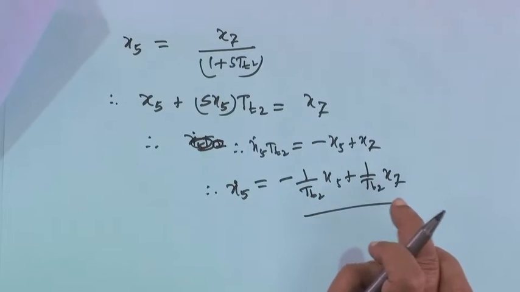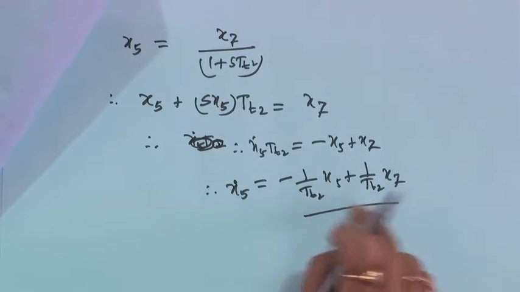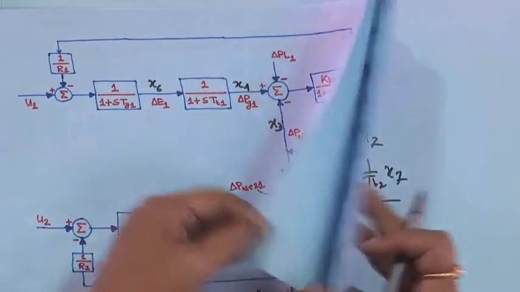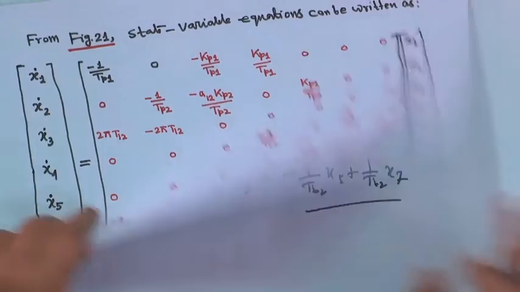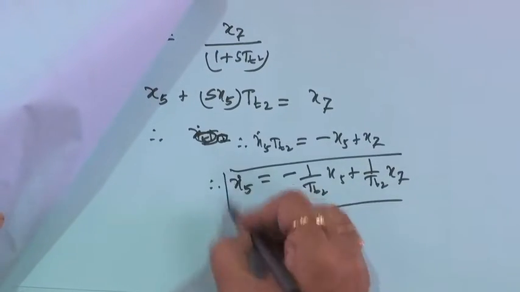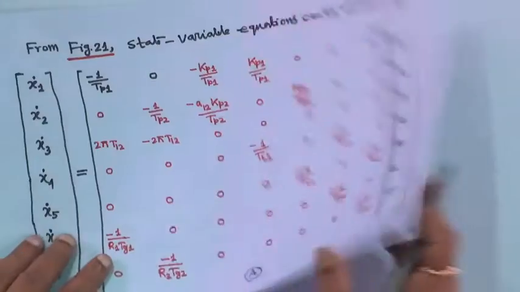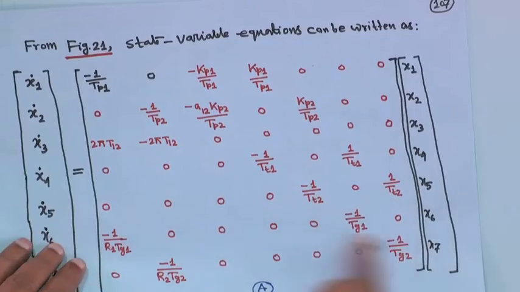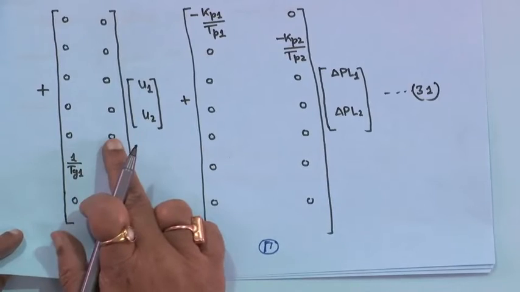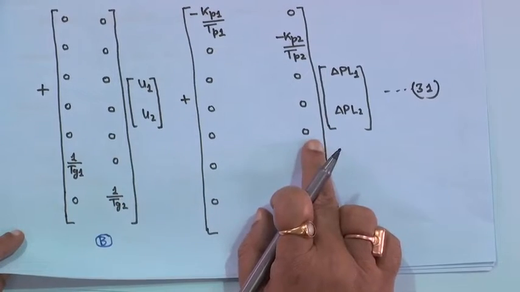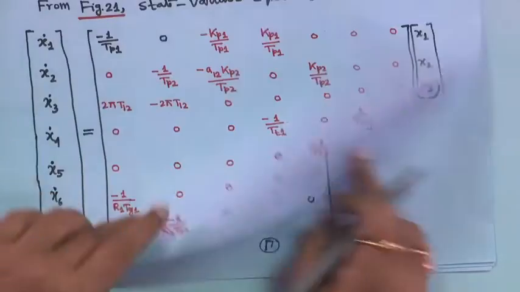So, here also no u, no delta PL is involved, only A matrix has to be filled up, fifth element and the seventh one, if you look at the fifth row. So, first 4 are 0, it is minus 1 upon T_T2 x5, sixth element is 0, 1 upon T_T2 x7. So, this is your fifth row, and here it is 0 0 because no u is involved, and here also it is 0 0 because no disturbance is involved, right. So, this is your x5.